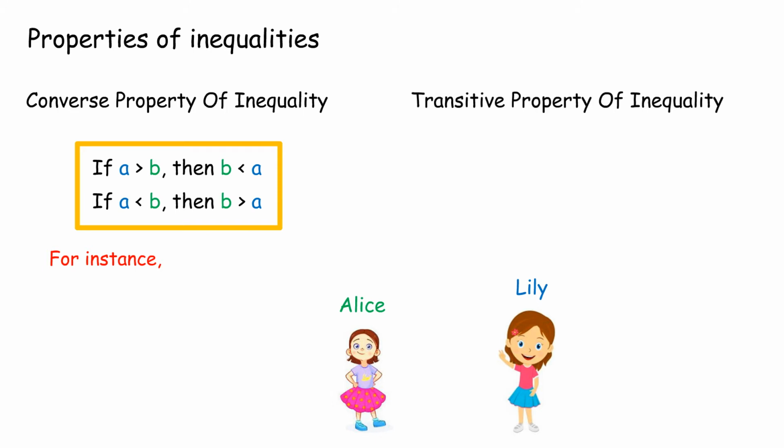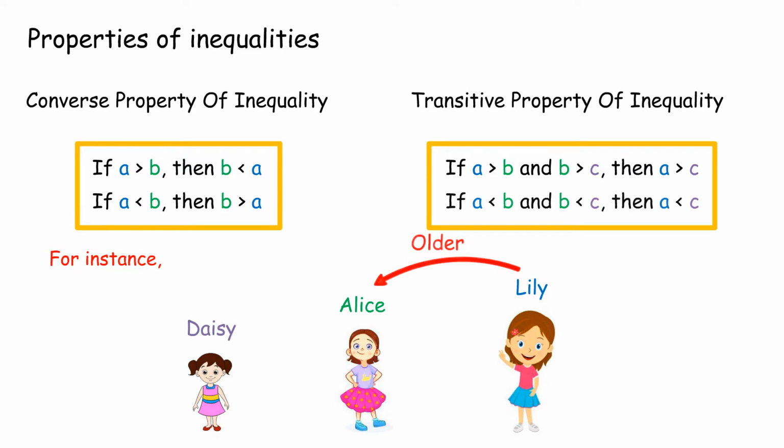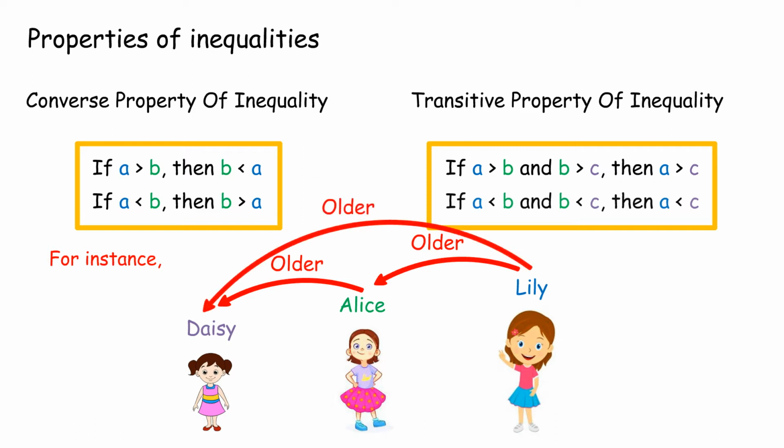Transitive property of inequality. When we link up inequalities in order, we can jump over the middle inequality. If A greater than B, and B greater than C, then A greater than C. If A less than B, and B less than C, then A less than C. For instance, if Lily is older than Alice, and Alice is older than Daisy, then Lily must be older than Daisy also.